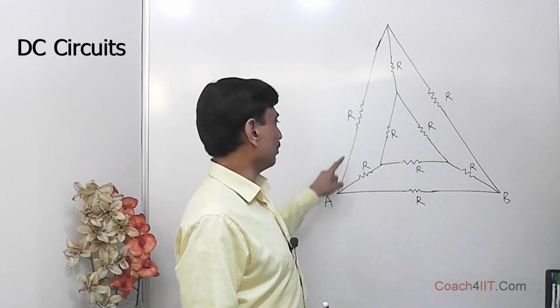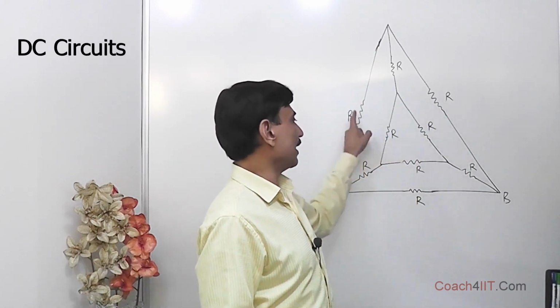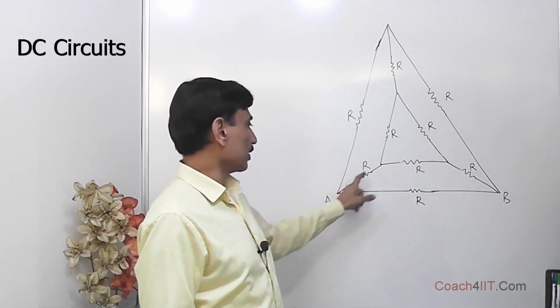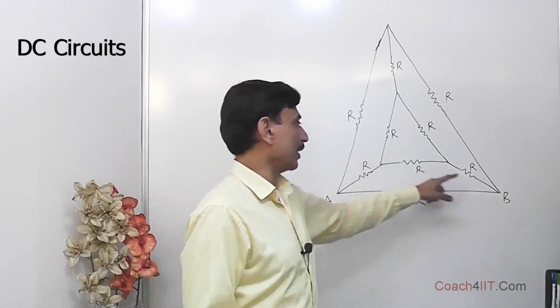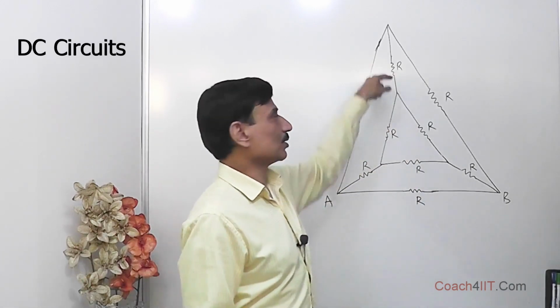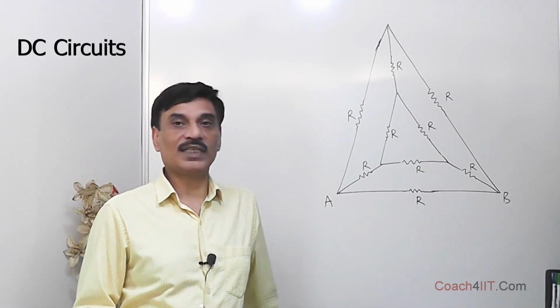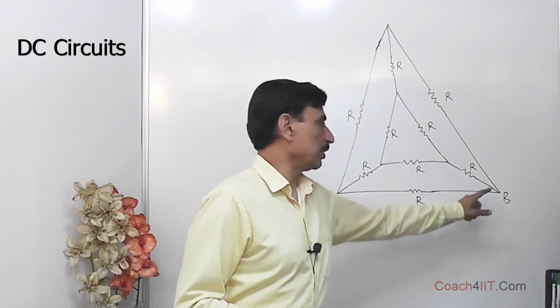and over here there is a bigger triangle, once again with each side equal to R, and all the vertices are joined to the vertices of the triangle by a resistance R. We have to find what is the equivalent resistance between A and B.